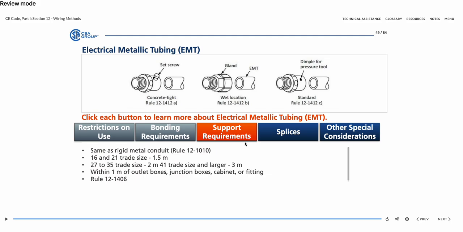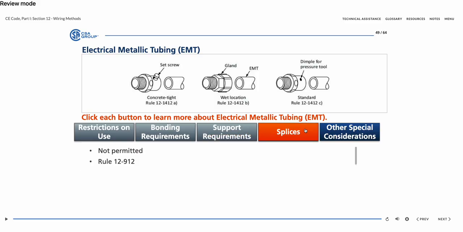The support requirements are the same as rigid metal conduit as shown here. Splices are not permitted according to Rule 12-912.